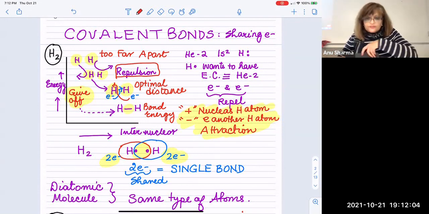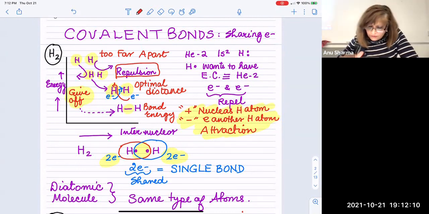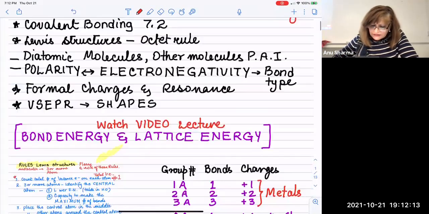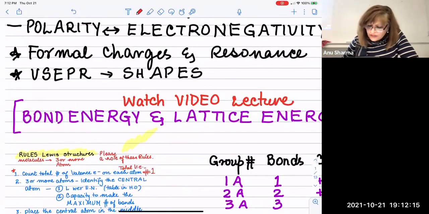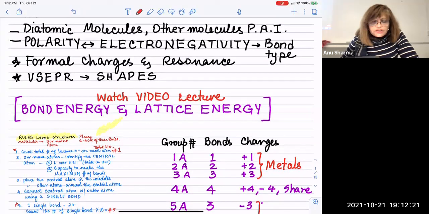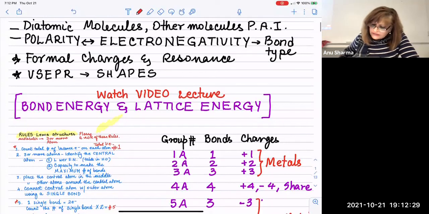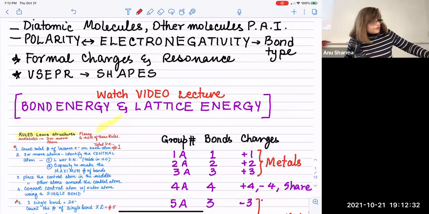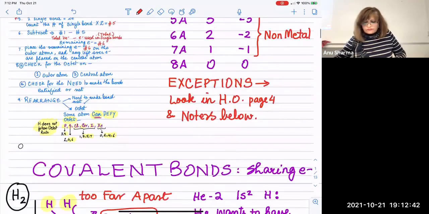But in case there is something I'm unable to cover, I'm going to make the video. This part is really easy, it's not that hard, but I still have to do it. So I'm going to make videos on bond energy and lattice energy, so that you should watch and make notes of it. And if you don't understand something, no worries, we can cover that in some other review. I will make them over the weekend, bond energy and lattice energy, and then the rest of it is just practice.